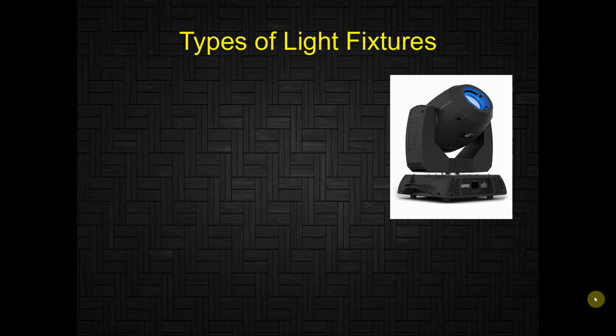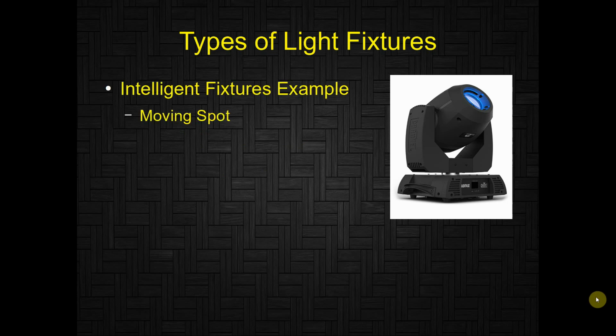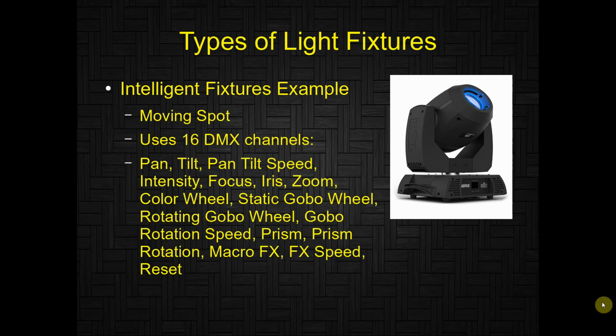Here's another example. Now this is a moving lamp, so this is going to have a lot more information being sent into it because we have a yoke that actually moves, so the light can pan, which is spinning side to side, and it can tilt, move up and down. So you're able to point this to different positions on the stage. This particular fixture here uses 16 channels.